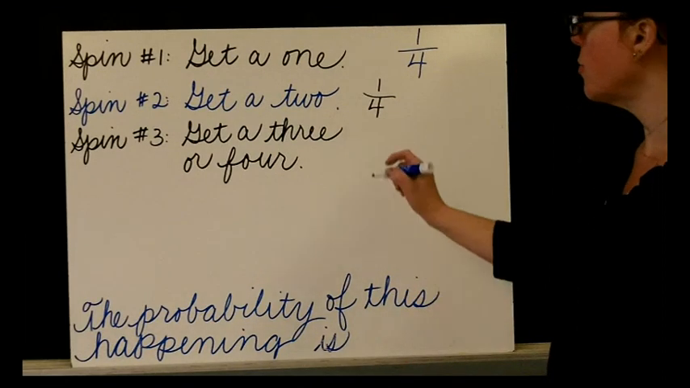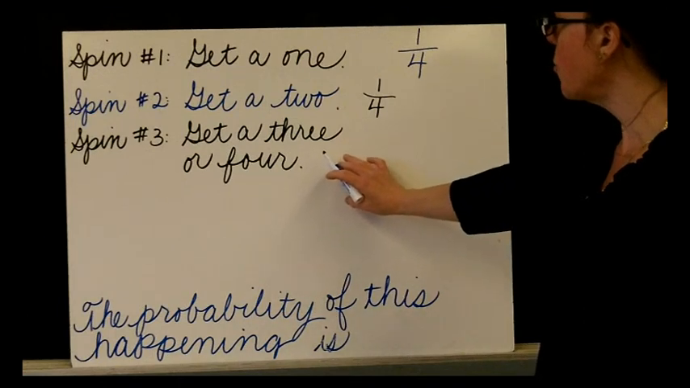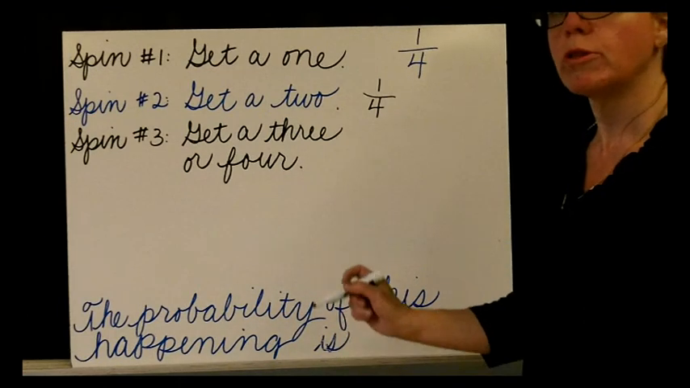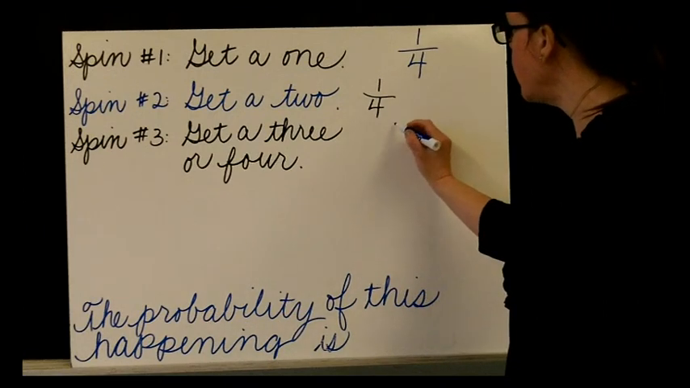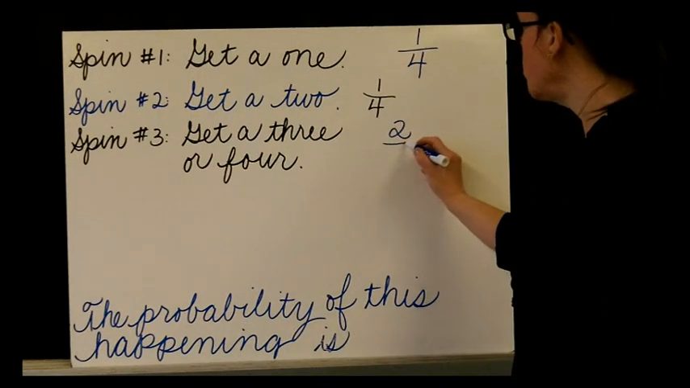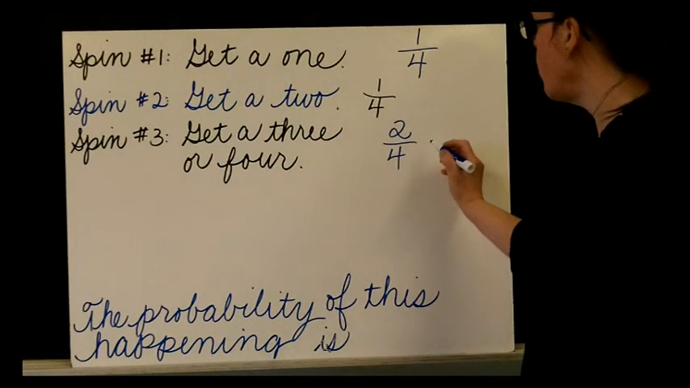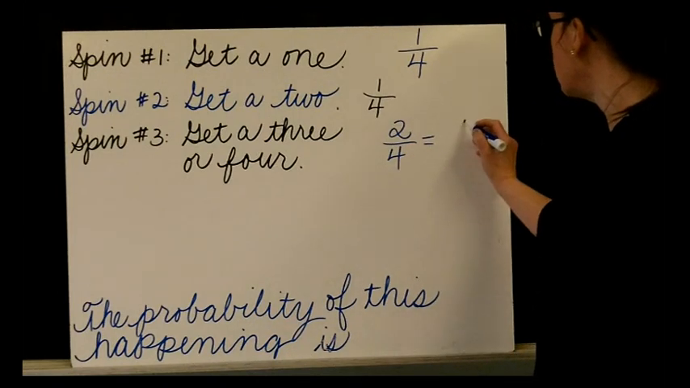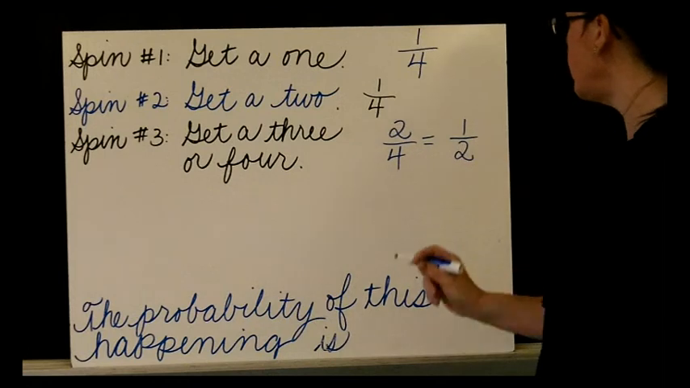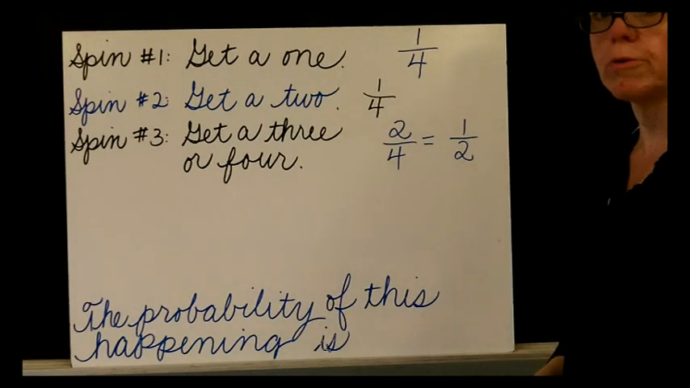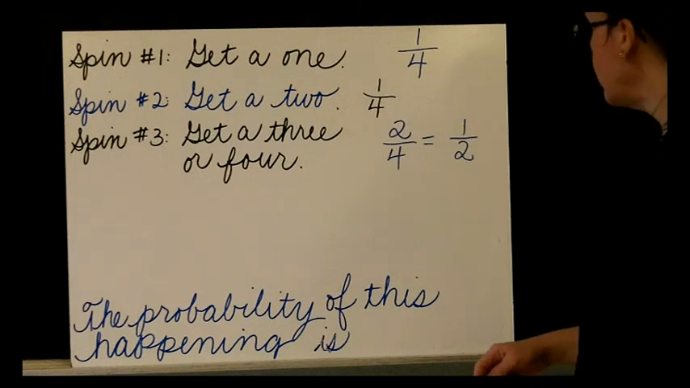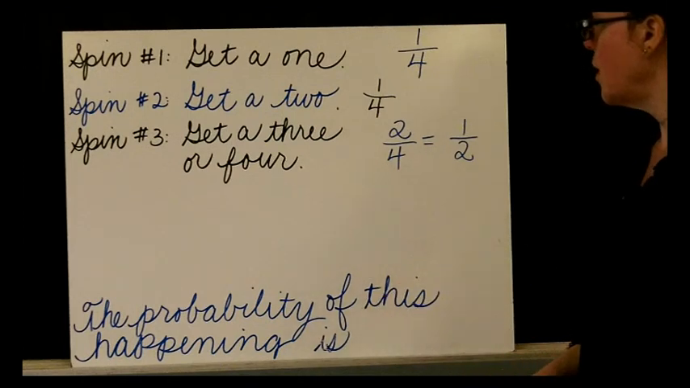And let's take a look at our third parameter. Getting a 3 or a 4. Well, there's one of each of those numbers on our spinner. So our probability increases to 2 of the 4. Remember, you always simplify your fractions, so that gives us a probability of 1 in 2 of landing on a 3 or a 4. Now what we have to do is work in our multiplication principle.